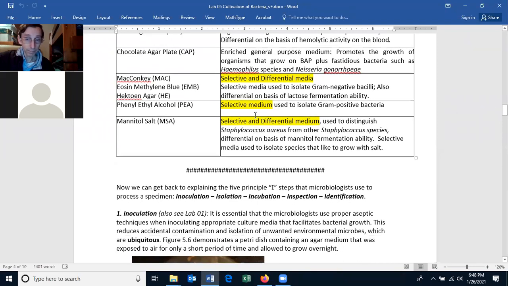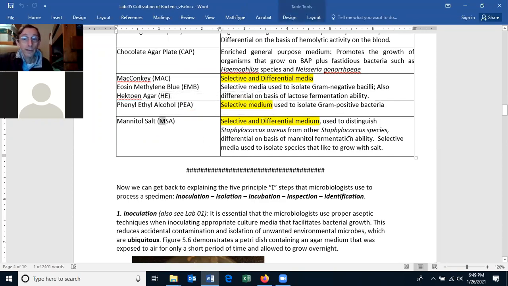Then there's selective media. Phenylethyl alcohol is selective, and it selects against gram-negative cells, and so you use it to isolate gram-positive bacteria. Then there's selective and differential, which actually MAC is selective and differential, but mannitol salt agar is an example of selective. Oh, that's selective and differential. Never mind. This one is used to select for organisms that can grow in high salt concentration, and it's differential on their ability to ferment the sugar mannitol.